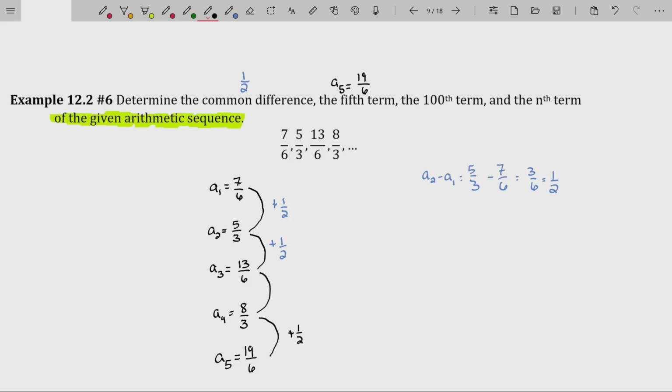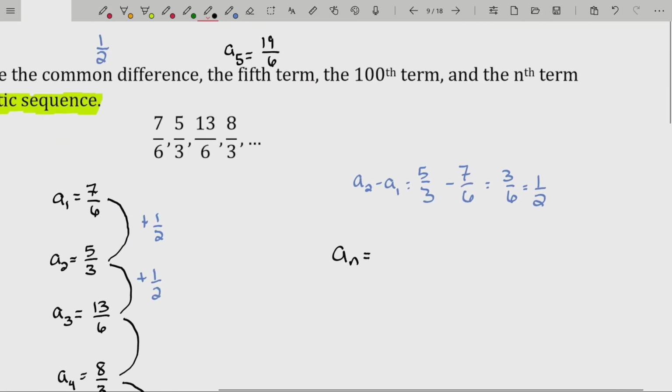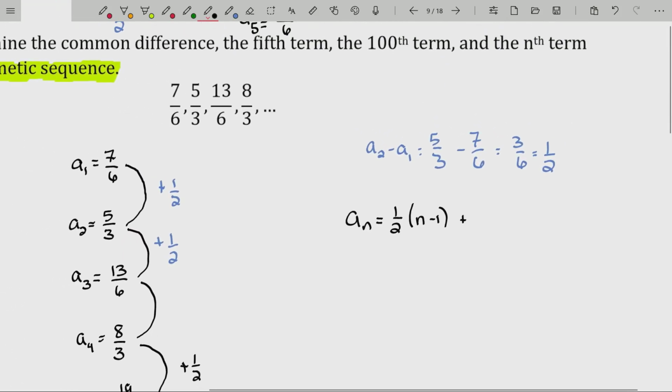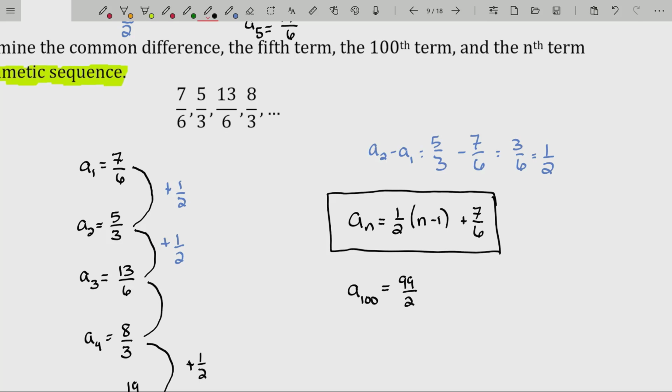But once I find that, I actually can quickly form the nth term. I can easily say that the nth term is going to be that common difference, which we said was 1/2, times n minus 1, plus the very first term in our sequence, which is 7/6. Now that I have that, I technically could have used that to find a sub 5. I didn't, but I could have. But I'm totally going to use this to find a sub 100, the 100th term. That's going to be 99 over 2 plus 7 over 6.